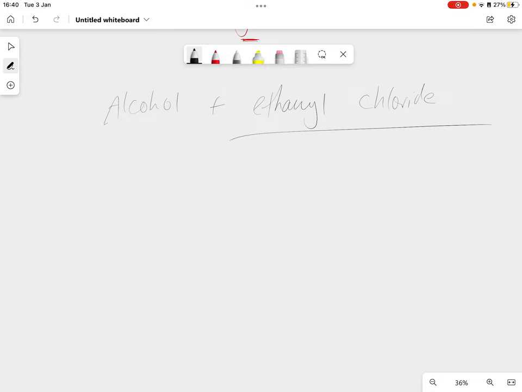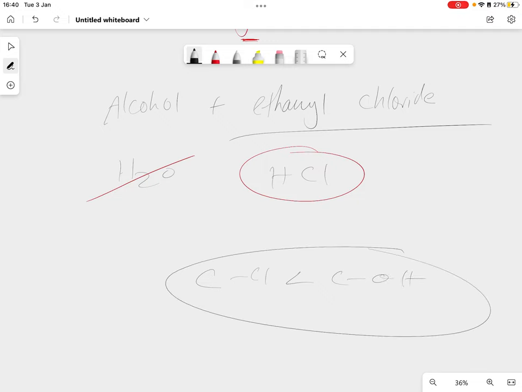It's still a condensation reaction. It's still an addition-elimination reaction. But in this case, instead of water being lost, we actually lose HCl. So it's a bit more violent reaction, a bit more dangerous. Now, the C to Cl bond is weaker than the C to OH bond, and this is the fundamental reason for the reactivity of this reaction. Acid chlorides, however, tend to be quite expensive, so different processes may be used.